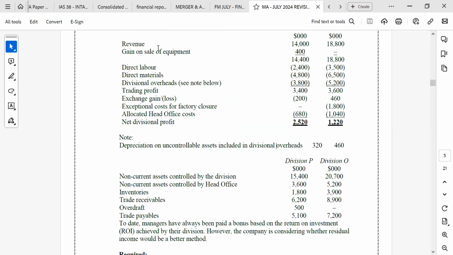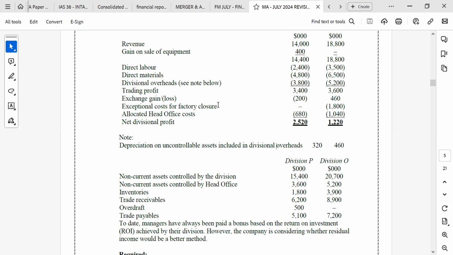Again, we say that this is a result of the decision made by the head office. The divisional overheads, which is a depreciation, is an asset that is not controlled by the divisional manager, so he doesn't have any say about that. So that should be added back. Then the exchange gain should be included because the question says that they trade with external people, so the gain or the loss might result from that. But the allocated exceptional cost for factory closure is a cost coming in from a decision made by the head office to close down part of the division, which is not a decision that can be controlled, or which does not relate to the activities of the divisional manager.